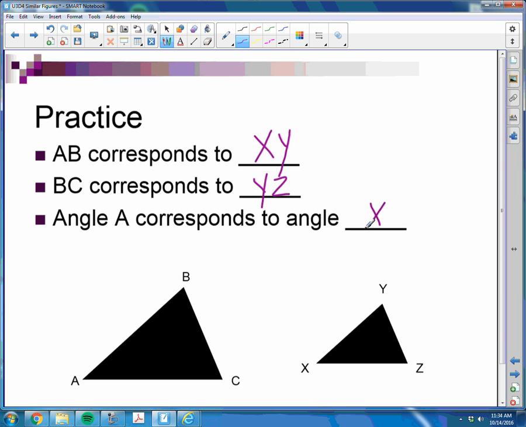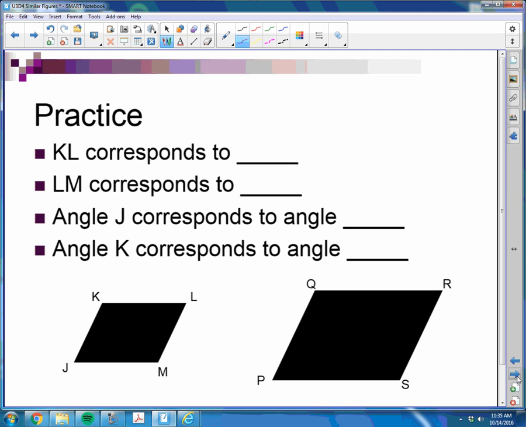Now, I want to show you a quick way that you might see on the math test or whatever. Sometimes instead of spelling out angle A, they will give you something like this. That means angle A. Or angle X. Okay, that little angly symbol means angle. So you may see that on a worksheet or on a test or something like that.